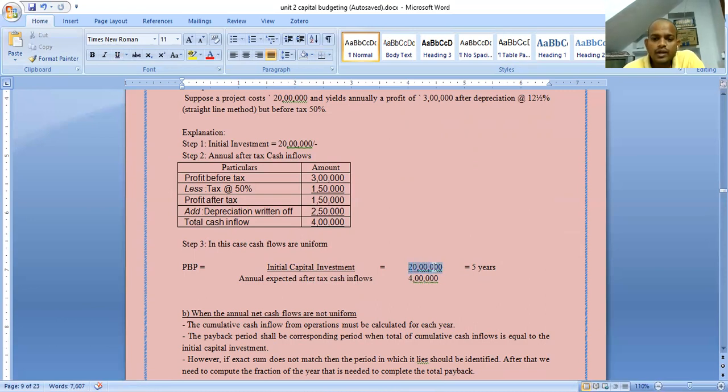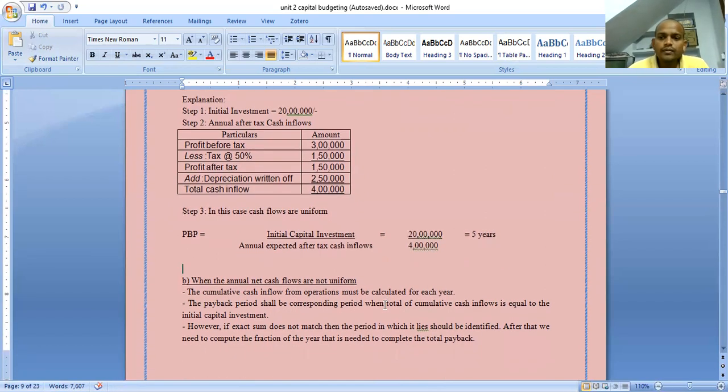So whatever we are paying, 20 lakhs, we will get it back within 5 years. So it takes 5 years to get our investment back. This is how we have to calculate the payback period when uniform cash flows are there.